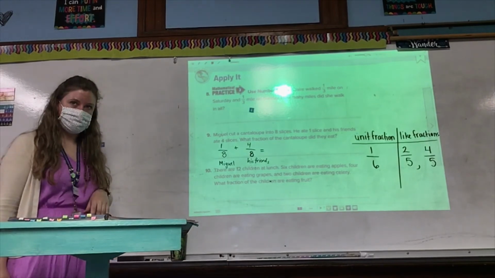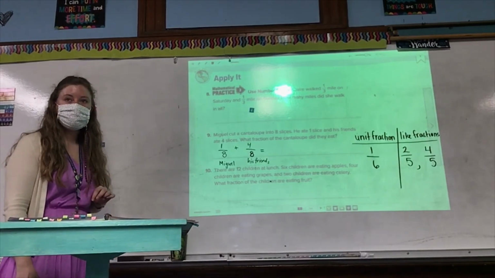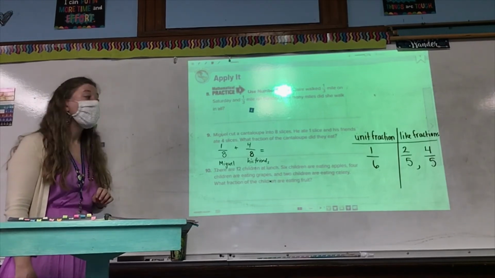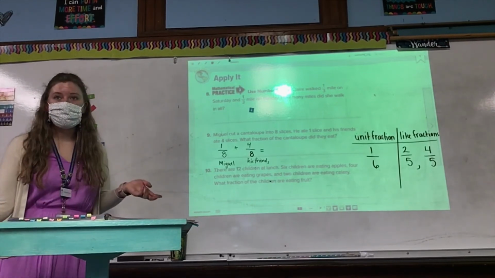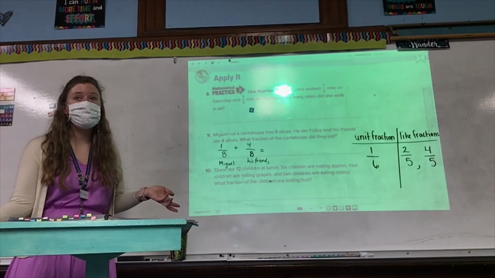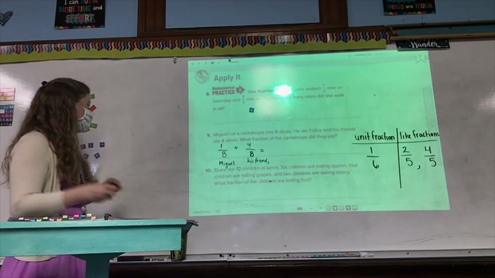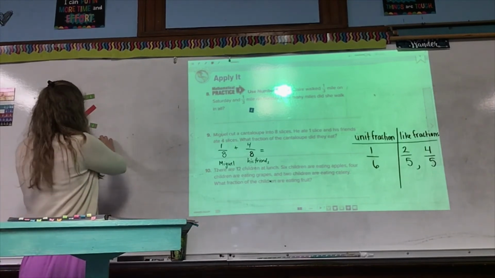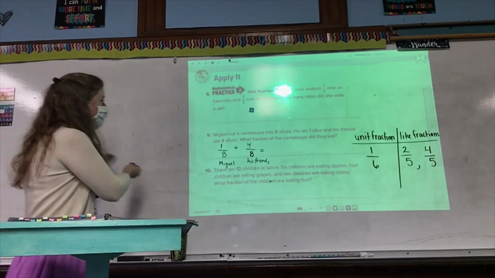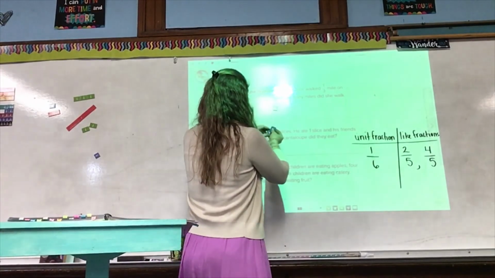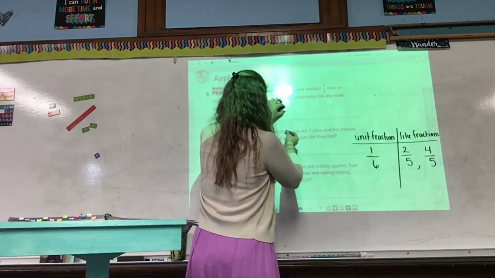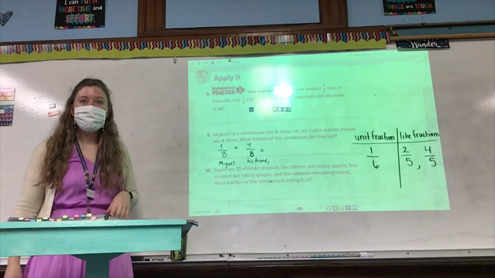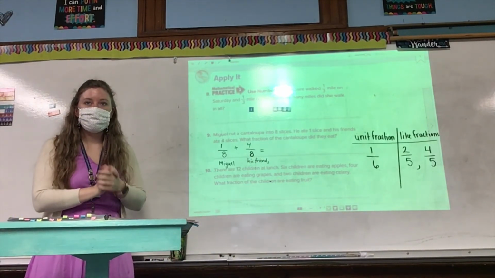Now what do I do? I model my second addend, 4/8. What fraction tiles am I going to use? The 1/8 tiles. How many do I need to show 4/8? 4. 1, 2, 3, 4. Okay? Now I have my models of each addend. What do I do now?